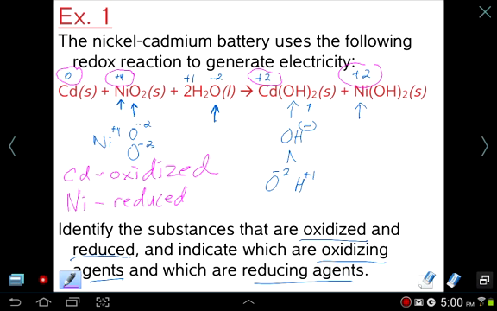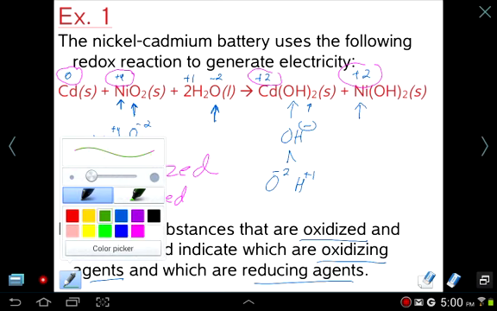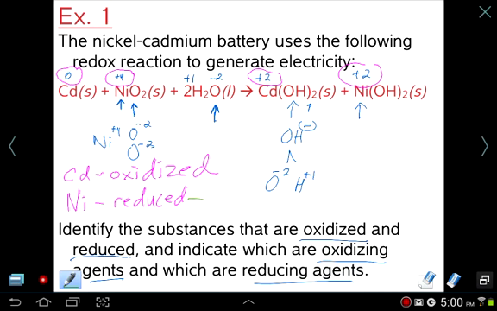Now, if you remember, we said the substance that gets reduced can also be called the oxidizing agent, because as nickel gets reduced, it pulls electrons away from the cadmium, oxidizing the cadmium. So this is also called the oxidizing agent. And by contrast, cadmium then is called the reducing agent. The agent that reduces the other. So this is how you analyze a redox reaction to find who's being oxidized, who's being reduced. So this concludes for us lesson 1 of chapter 20.